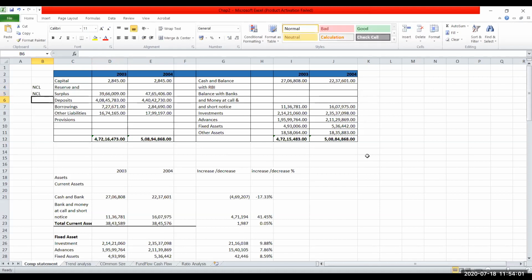And deposits, it is a non-current liability because it's not a current liability. It's non-current because, I mean, you have to pay after 1 year or something. It's not that you have to pay that amount immediately. So this is a non-current liability.